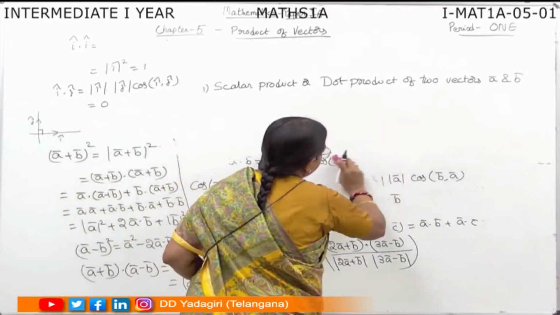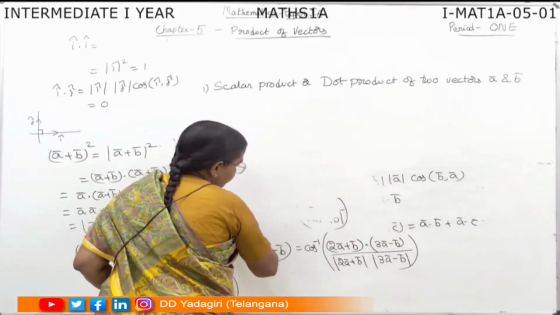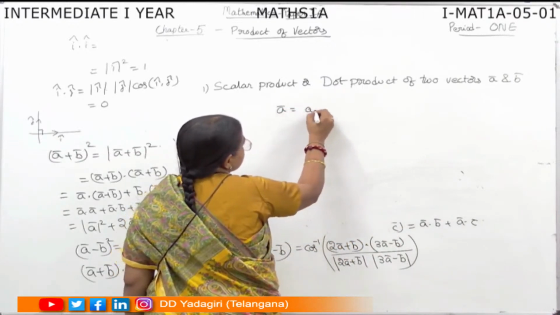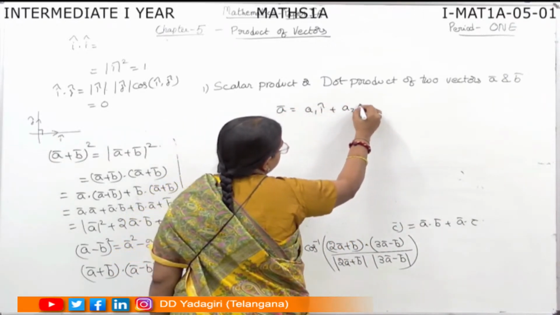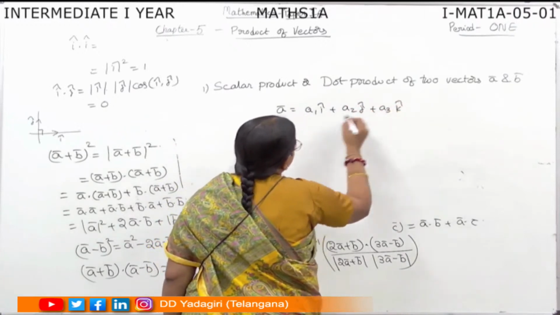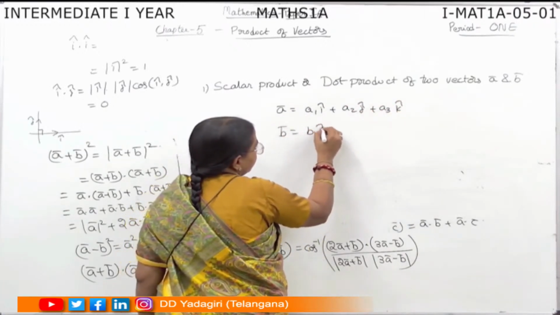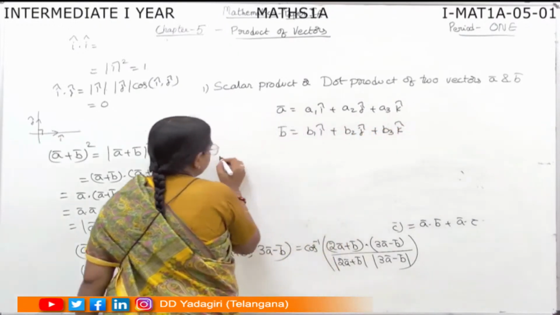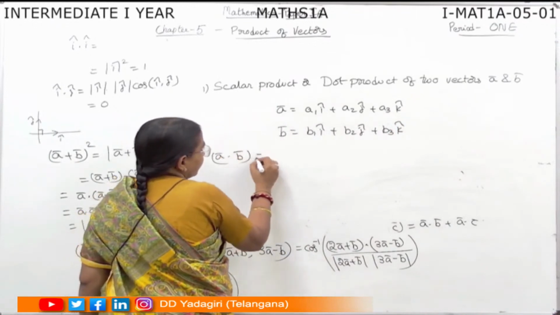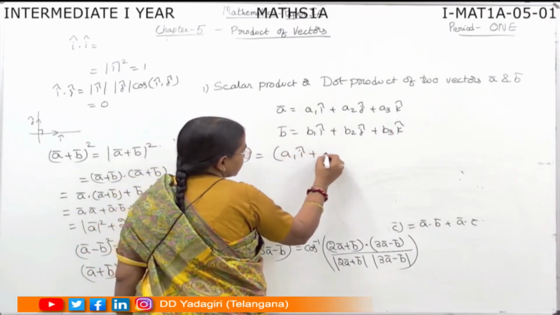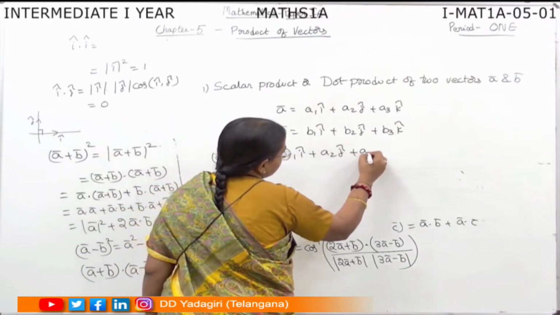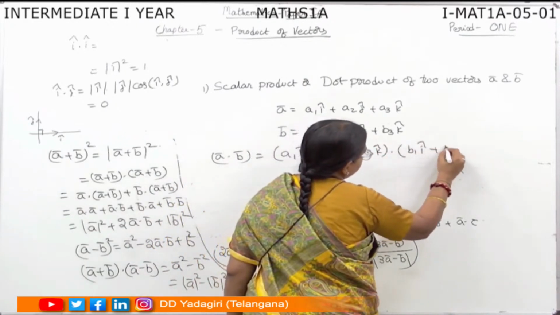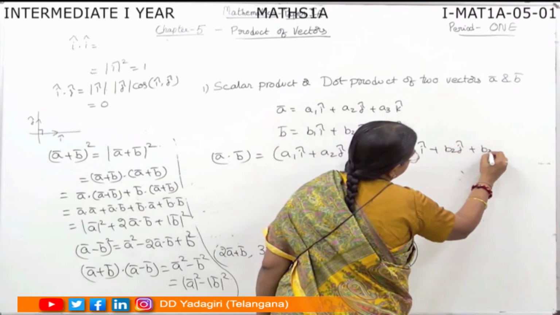Now we'll write one important formula which we use in many of the problems. That is, suppose you have a as a1 i plus a2 j plus a3 k and b as b1 i plus b2 j plus b3 k, and you are finding the dot product a dot b. a dot b is (a1 i plus a2 j plus a3 k) dot (b1 i plus b2 j plus b3 k). Proof is not necessary. If you just learn the formula, that is enough, but understand how we are getting this formula.